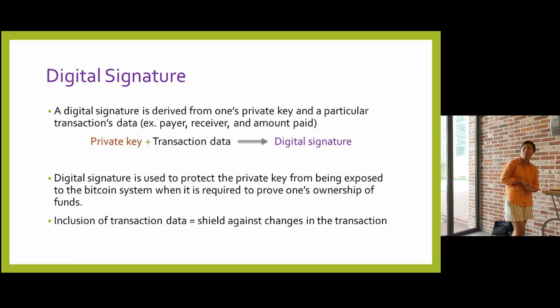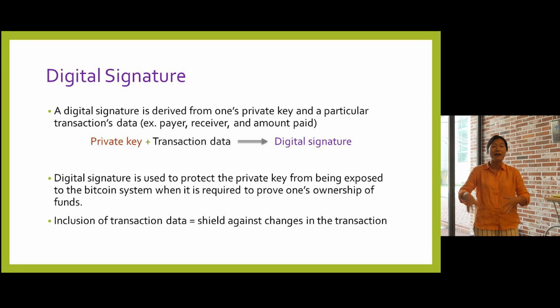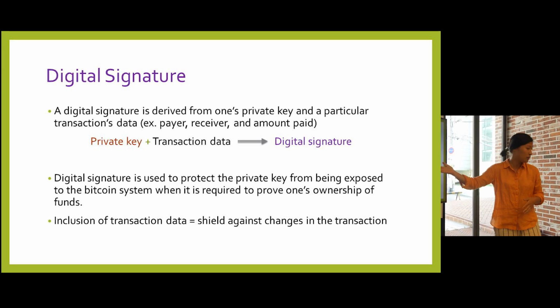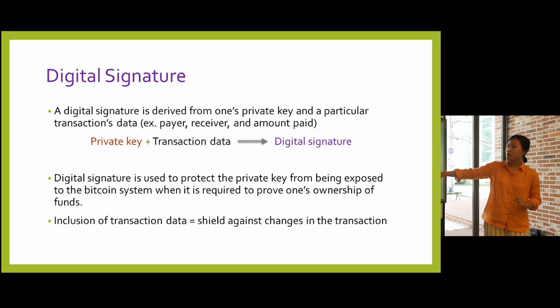Alright, let's move on to the last vital component of transaction, digital signature. Digital signature is made by combining private key and transaction data somehow, and that produces your digital signature. And the function that digital signature has is this. It is used to protect the private key, your PIN code, from being exposed to the Bitcoin system whenever you want to, say, send your Bitcoin to another person. You'll have to put in your PIN code to authenticate that you're the owner. And you don't put in your private key, because if you do that, the Bitcoin system will know and everyone will have access to your private key.